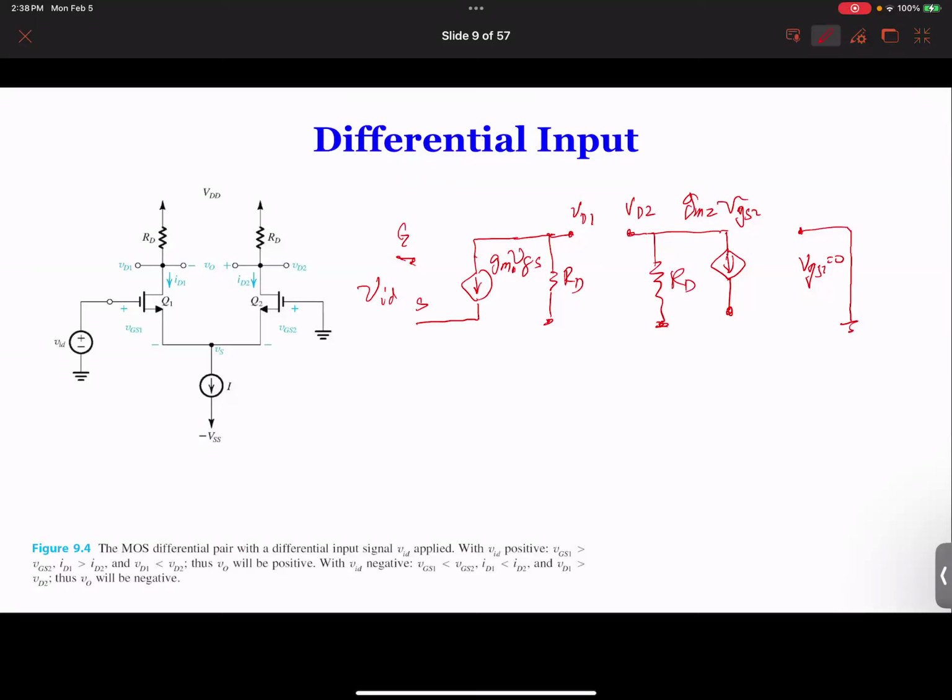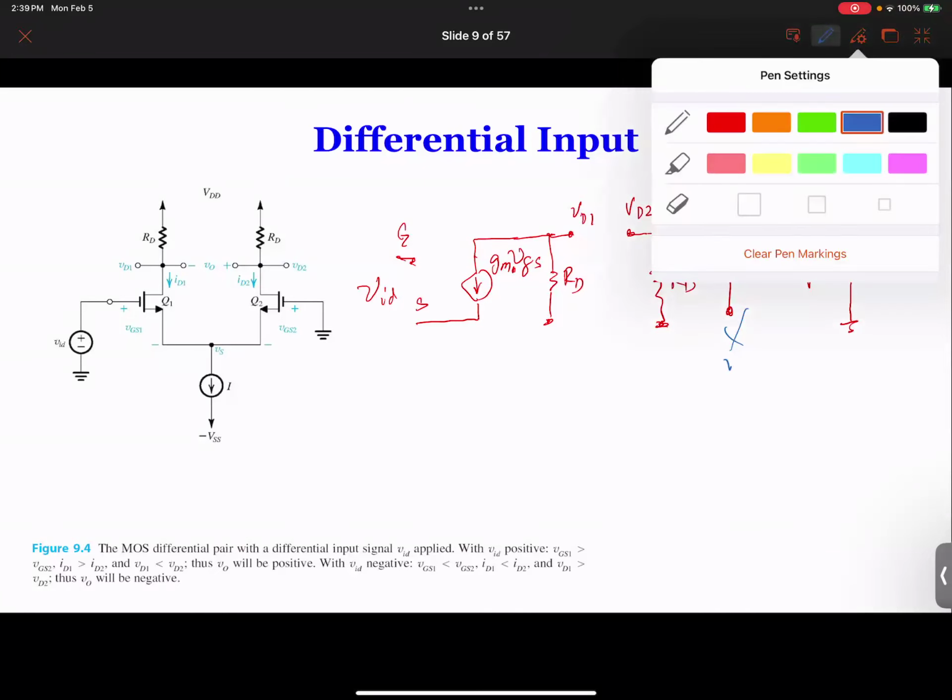So from here, you can easily say, because the gate of Q2 is grounded, VGS2 is 0, so GM2 times VGS2 is 0. If that is 0, the current source is open circuit. So over here, basically, the current is open circuit. When the current is open circuit here, RD2 has no current, so the voltage at VD2 is 0. So we can easily find that VD2 is 0.